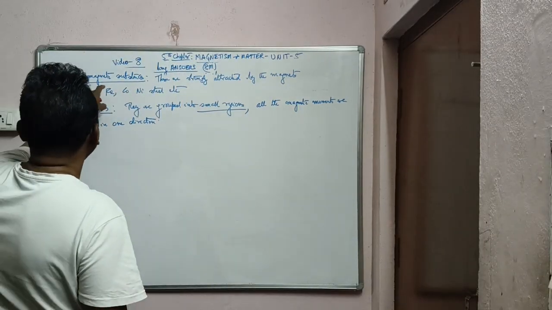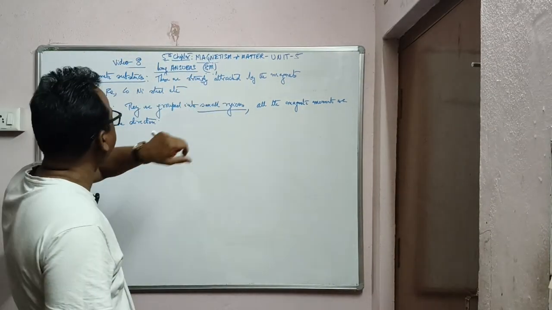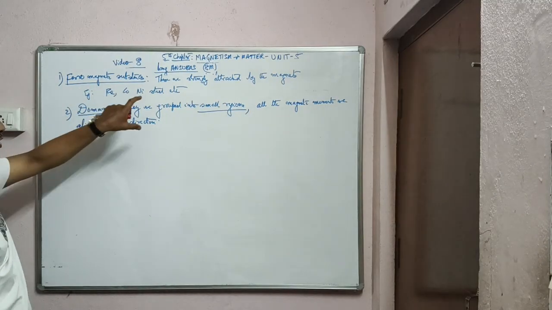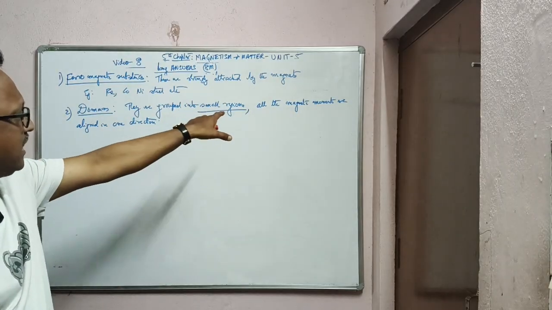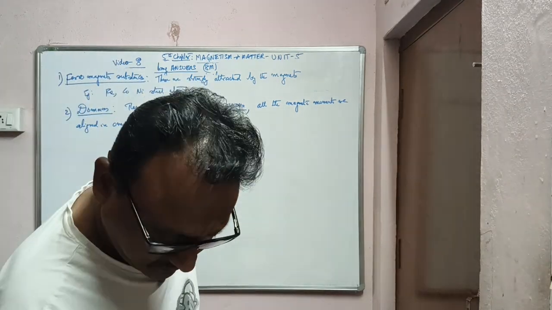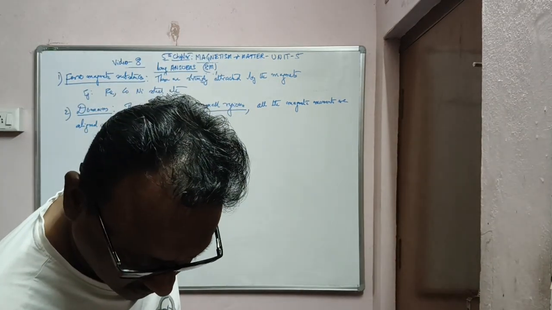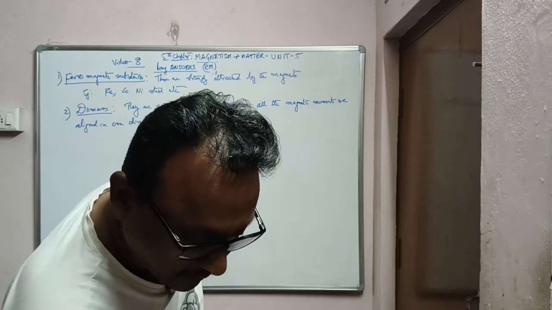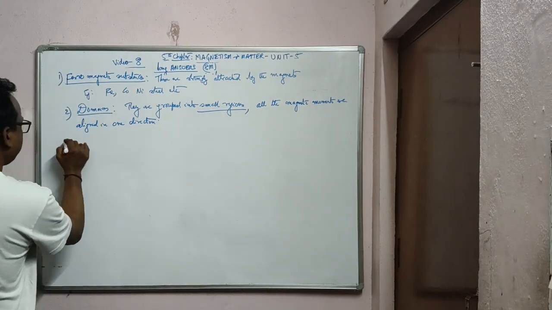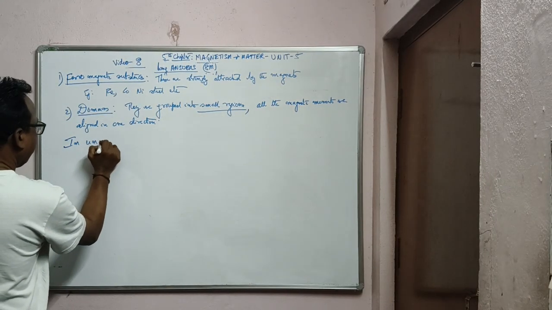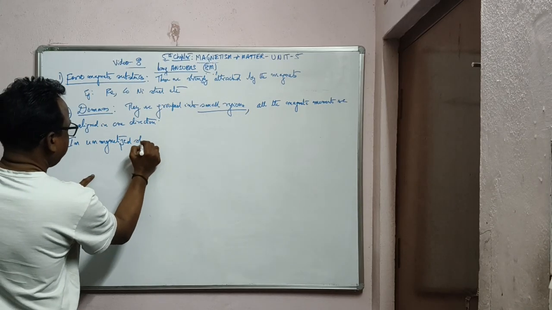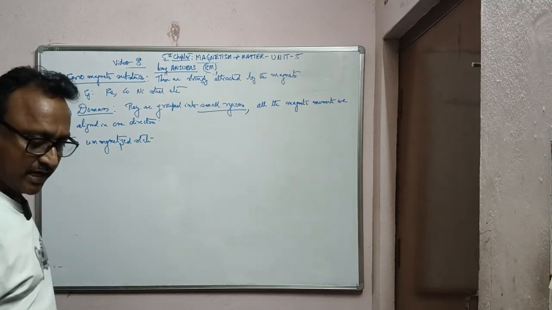So it is clear, what is a ferromagnetic substance? These are strongly attracted by the magnets: iron, cobalt, nickel, steel, etc. Regarding their domains, they are grouped into small regions called domains, and all the magnetic moments are aligned in one direction. Then let us see what happens in the unmagnetized state. We'll study about the ferro.